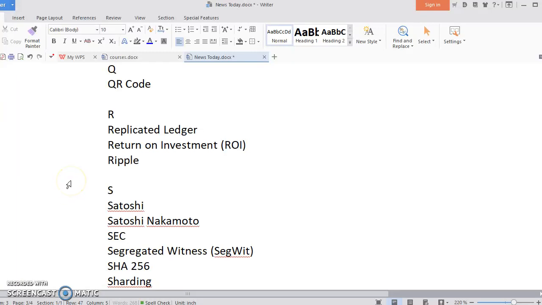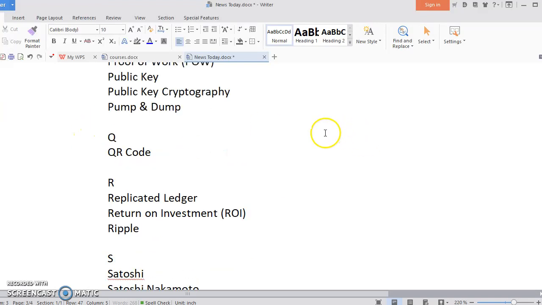Okay, let's continue our discussion on the various terminologies that take place in the cryptocurrency world. Now, moving to R, we've discussed all from A down. We talked about mini stops, forking, pump and the rest of them. So let's discuss ROI, replicated ledger.